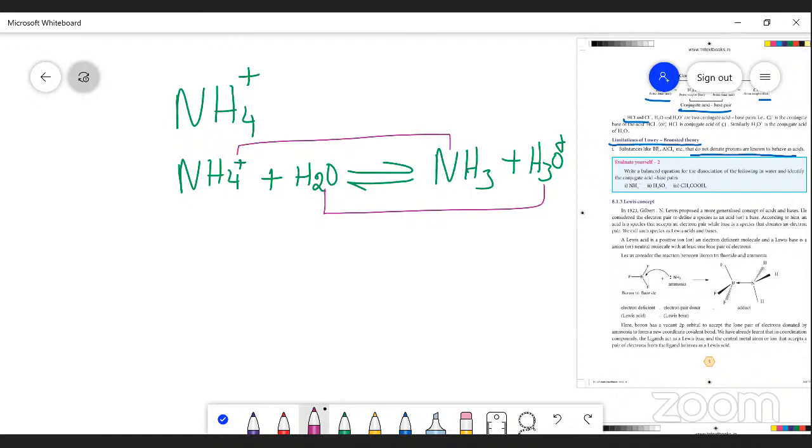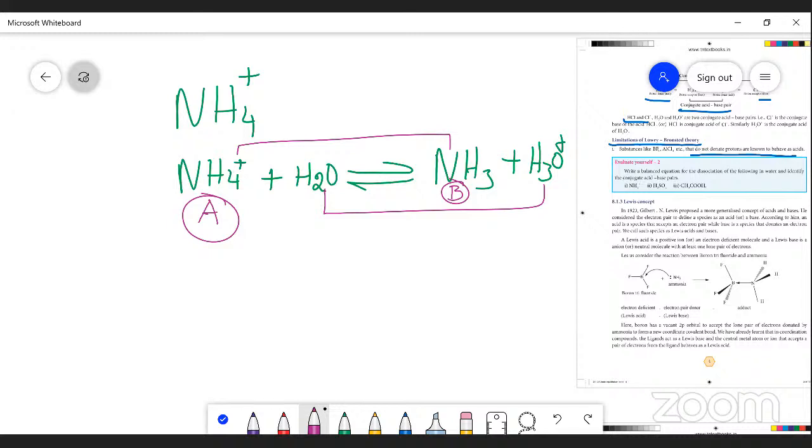Since it is donating the proton, let me call it an acid. Because according to Bronsted-Lowry, the substance which releases or donates the proton becomes an acid. So what is the conjugate base? This is the conjugate base. Ammonia is a base, because after releasing the proton, the ammonium ion becomes ammonia.